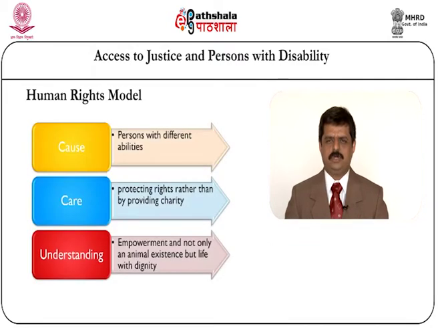Then comes the last, the human rights model. Now, in this model they consider a person with disability as a person with different abilities. So, we need to protect his rights rather than provide him with charity, and therefore the human rights model provides for empowerment of persons with disability rather than providing them with any kind of charity or facility.